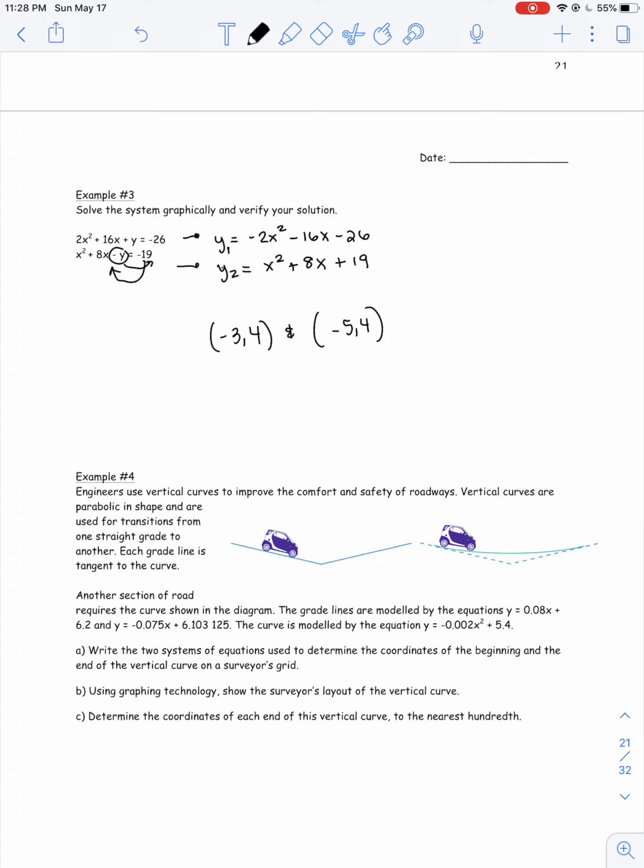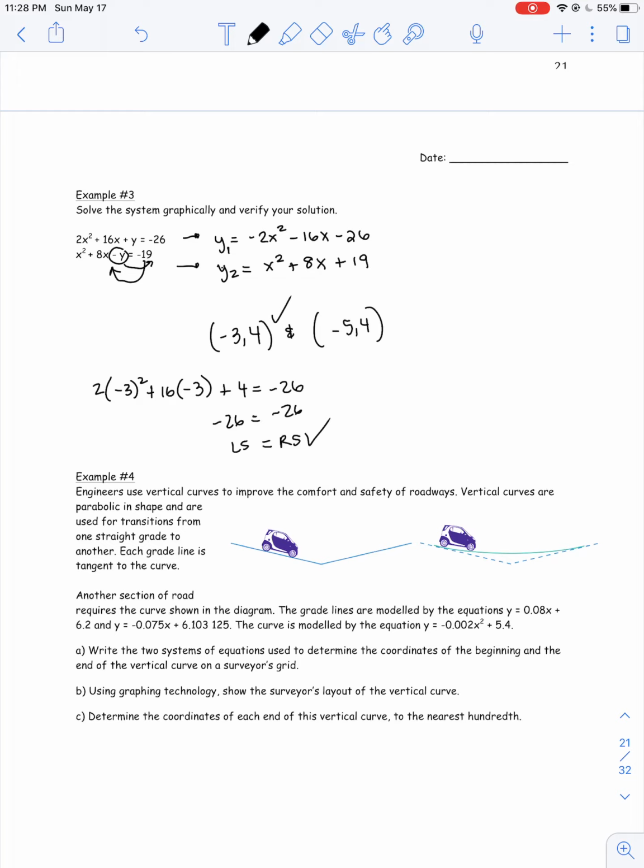Once you have your solutions, plug them back into the original equations to see if left side equals right side. So for example, the first one: if we're plugging in -3 for x, and y is 4, does it equal -26? You can use your calculator to help you. We know that -3 squared is 9, so 9 times 2 plus 16 times -3 plus 4 does equal -26. So left side does equal right side, so we know that this is a solution.